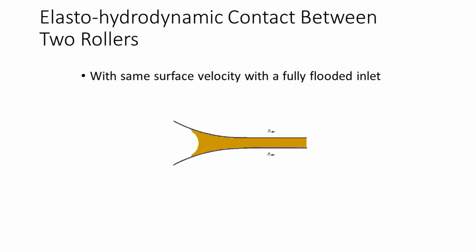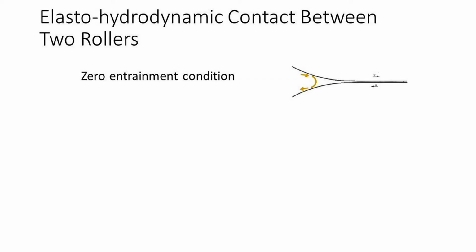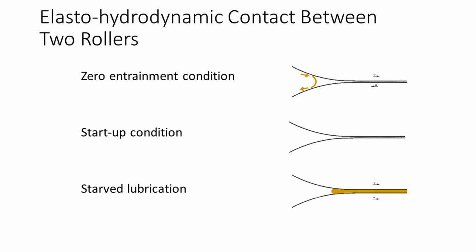In an ideal world, we'd like to achieve this kind of lubrication regime, but with many real mechanisms, and more importantly, all mechanisms starting from rest, we are unable to do this. The following shows what happens if the surfaces are sliding in opposite directions. This is the zero entrainment condition. This is what happens when the surfaces are at rest. This is the startup condition. This is what happens when there is insufficient lubricant to flood the inlet. This is what is known as starved lubrication.